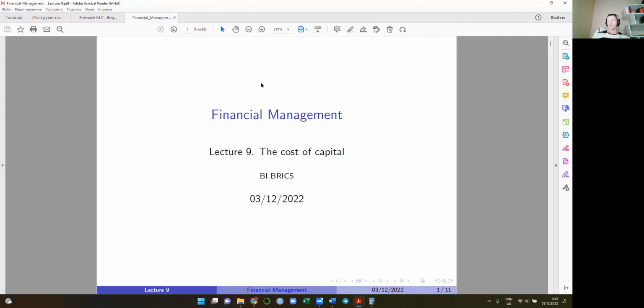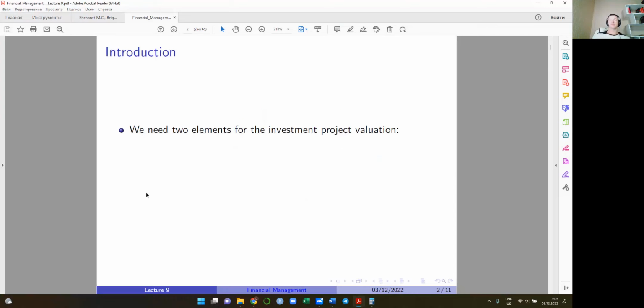So our today's topic is the cost of capital. We are still talking about investment projects valuation. And last time we have discussed the important step in that process that was about building the cash flow forecast, or estimating cash flows.